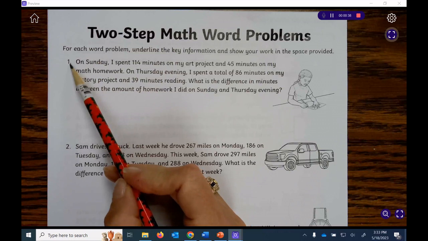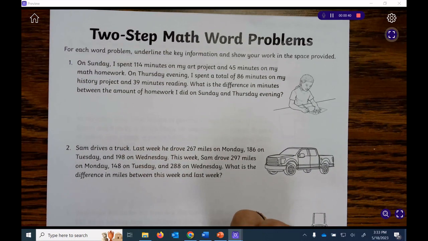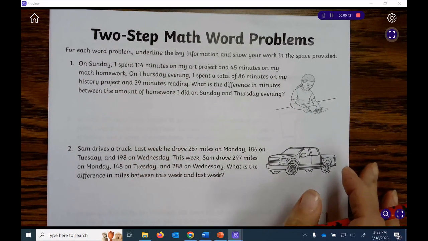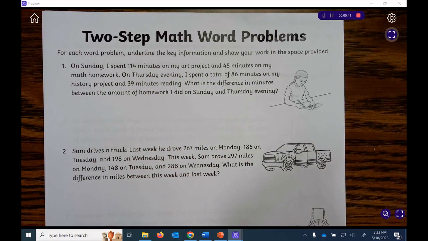Question number 1. First, read the question just to understand the story. On Sunday, I spent 114 minutes on my art project and 45 minutes on my math homework. On Thursday evening, I spent a total of 86 minutes on my history project and 39 minutes reading. What is the difference in minutes between the amount of homework I did on Sunday and on Thursday evening?